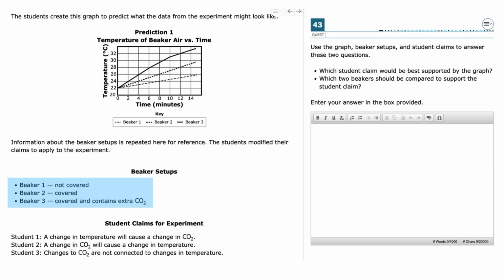You're also given 3 student claims. Temperature changes cause CO2 changes. CO2 changes cause temperature changes. CO2 and temperature are not related. Your job is to figure out which student's claim matches the pattern shown in the graph and which 2 beakers you should compare to support that claim. The graph shows beaker 3, extra CO2, heats up the fastest, which is a big clue.